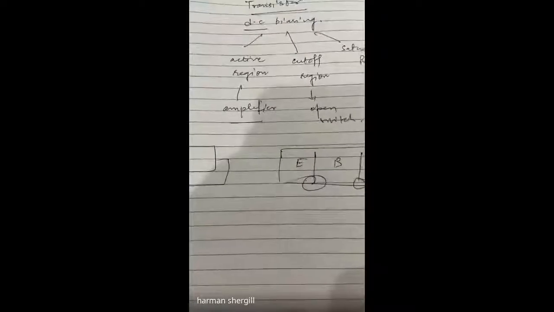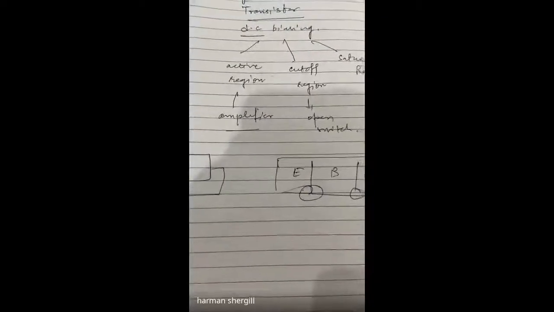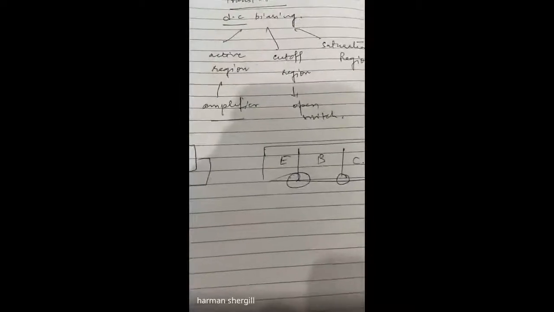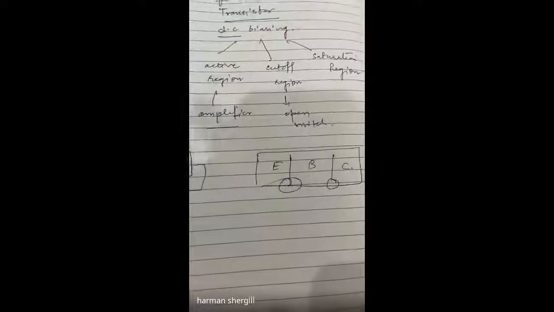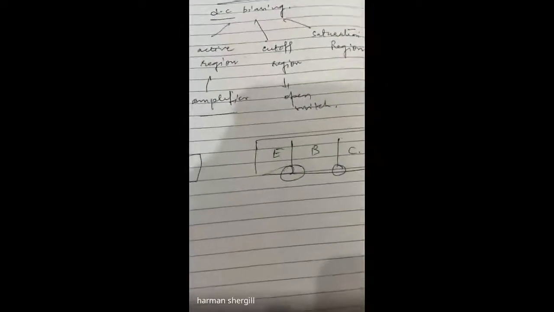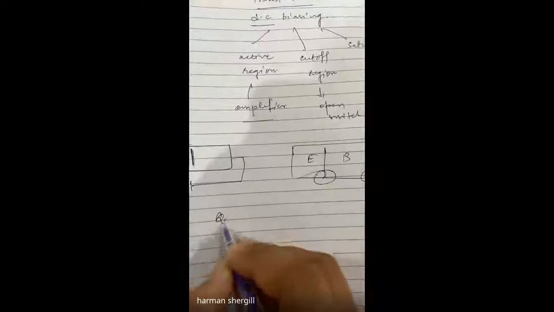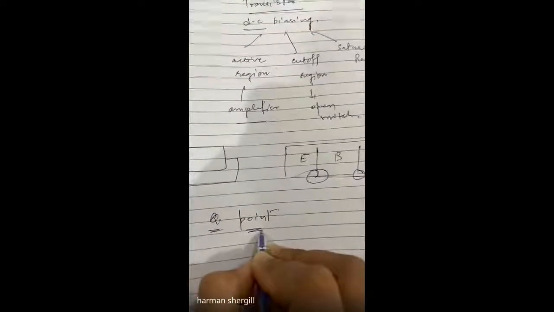Now, what are the factors that need to be kept in mind to design a biasing circuit? Now we will design different biasing circuits for a transistor, that is, how we can bias a transistor. There are different ways. So first, what are the factors that need to be kept in mind? First is the position of a Q point. I have also explained this point earlier. Position of a Q point.